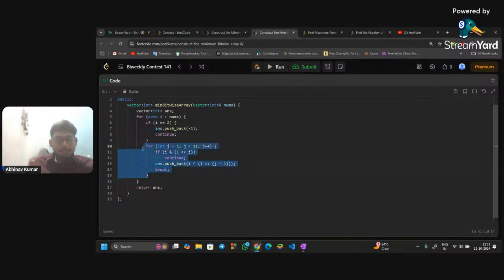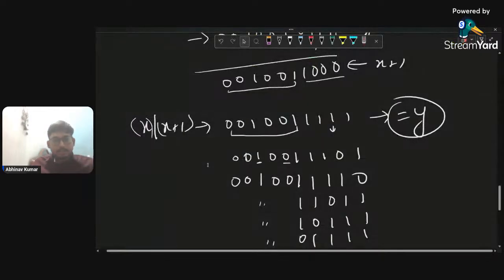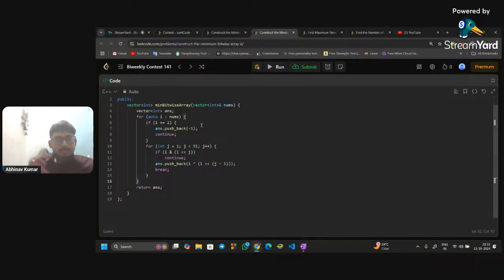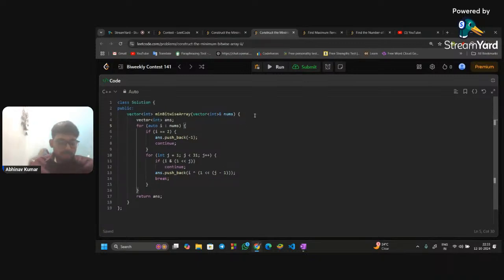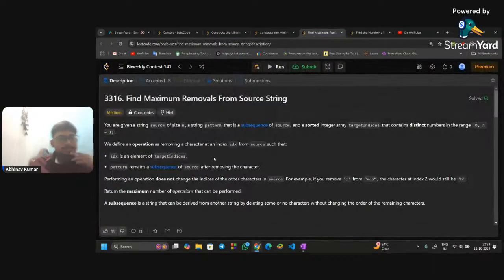I hope you understood the implementation and the logic of this, and we'll return our final answer. If there is any more doubt in this, you can write, or you can move to the next problem now. I hope this problem is clear to you now. So we can move to the third problem.